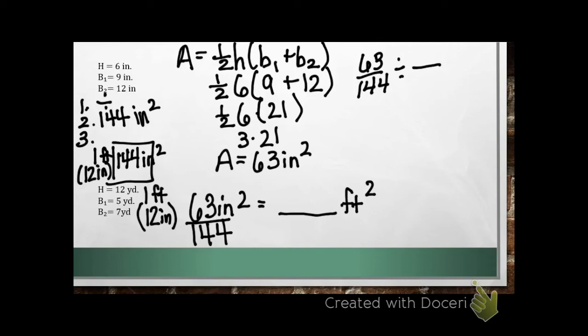9 can go into 9. Remember our divisibility rules that we learned? So I'm going to divide by 9 over 9. 63 divided by 9 is 7. 144 divided by 9 is 16. So my answer is 7/16 feet squared.